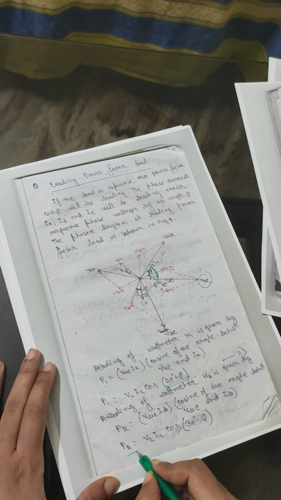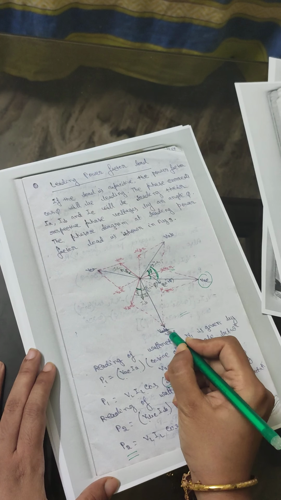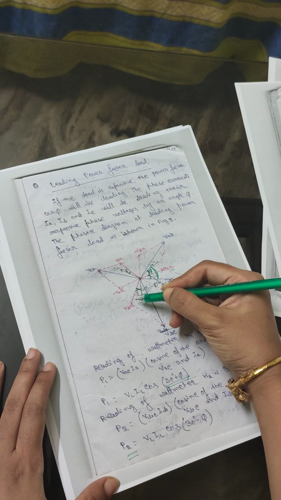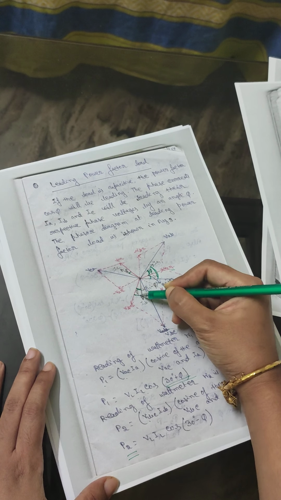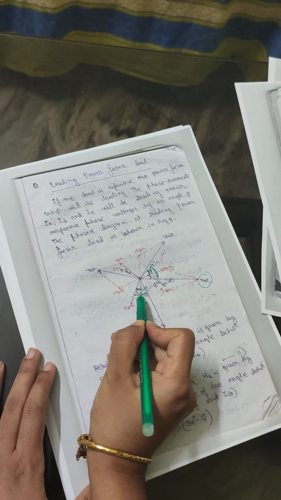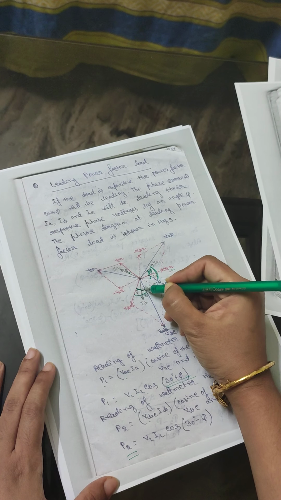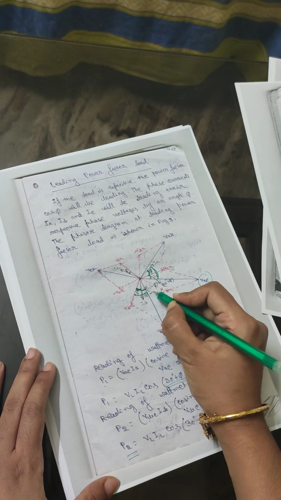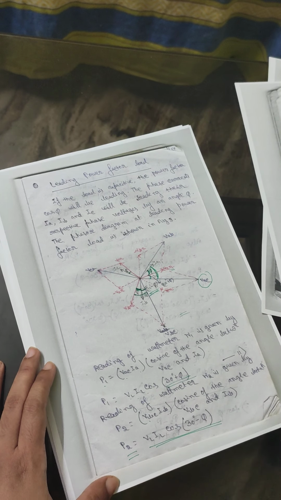And for P2 it is VBC into IB. The angle between VBN and VBC, that is the total angle, is 30 degrees, and the angle between IB and VBN is 5. So that small angle is obviously the total angle minus 5. That means 30 minus 5. VLIL cos(30 minus 5).